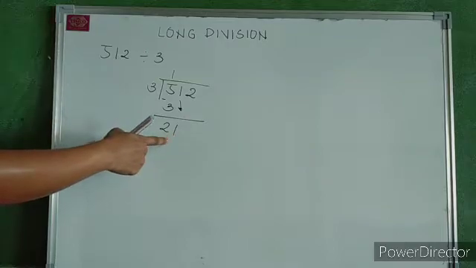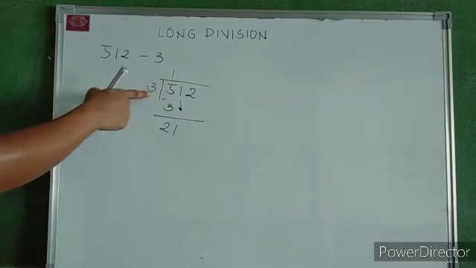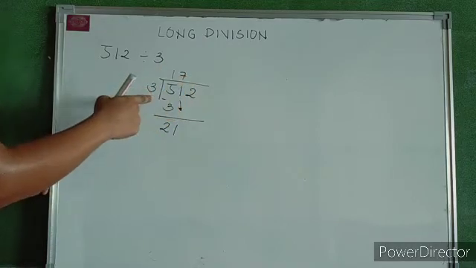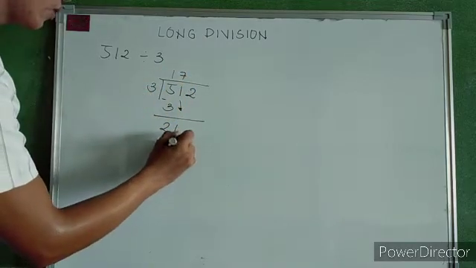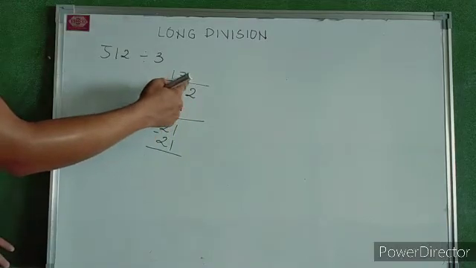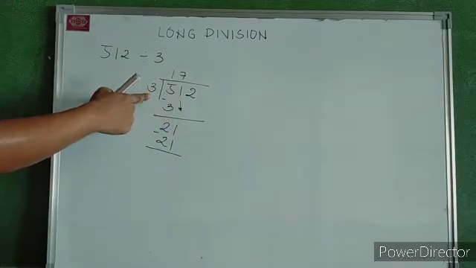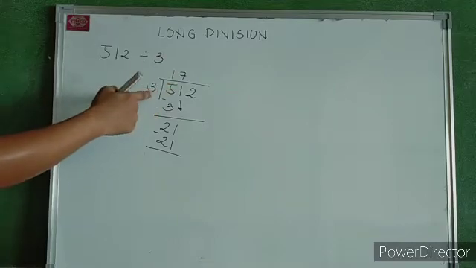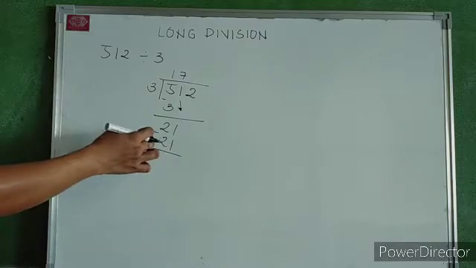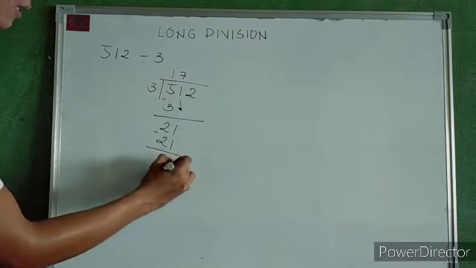So this 21, we divide it by 3. Therefore we get 7. So 7 times 3, that is 21. So we subtract, same process. Once we get the quotient, we multiply it by the divisor. So 7 times 3, which is 21, then we subtract. 21 minus 21, that is simply 0.